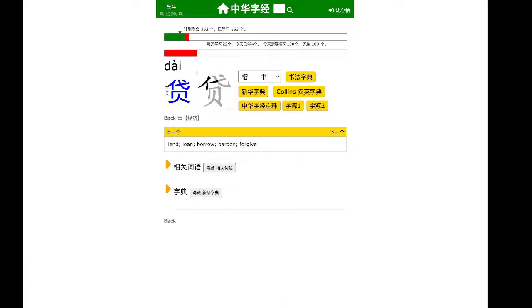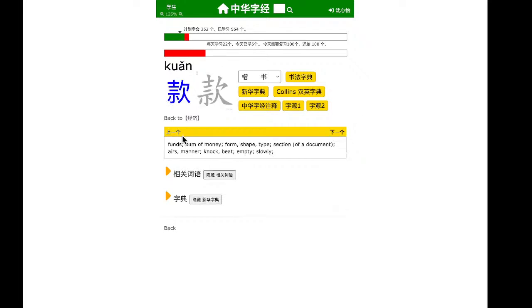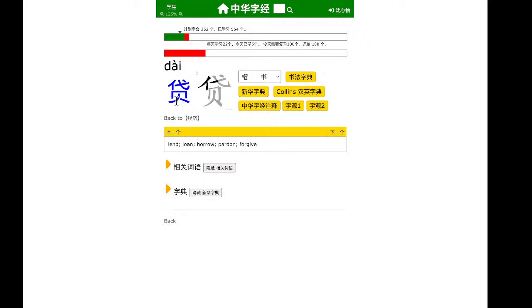Dai. Dai means to lend or loan. It's also in here with kuan, where kuan is a sum of money or the funds. Then 贷款 is lending a sum of money, so 贷款 is loan as a noun.